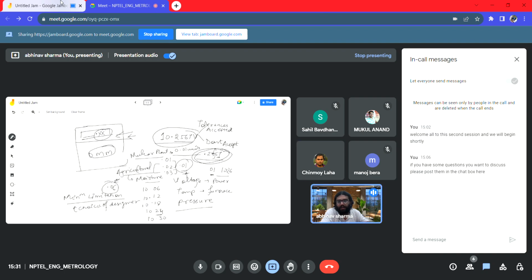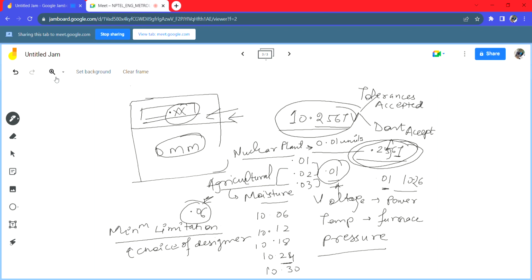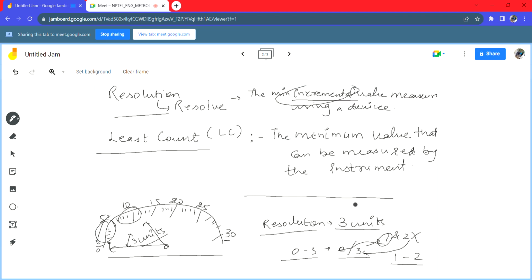Okay, so I think you joined late into the session. I will go back to the slide and tell you again. See, resolution and least count are approximately synonymous, but they are not exactly synonymous. Resolution means the minimum incremental value, as we have discussed till now. Least count is the minimum value that the instrument can read.